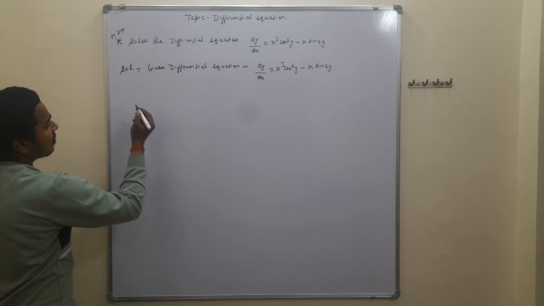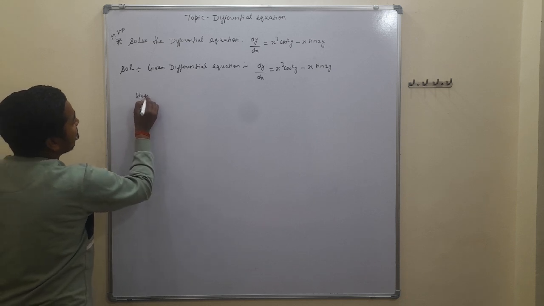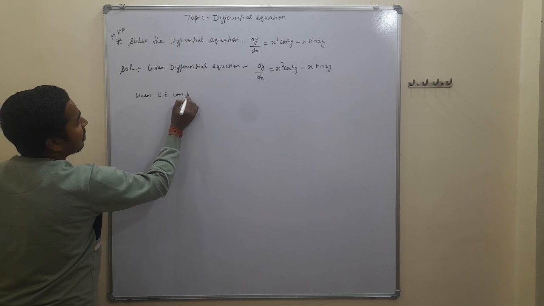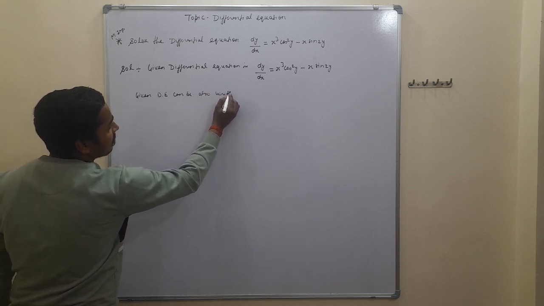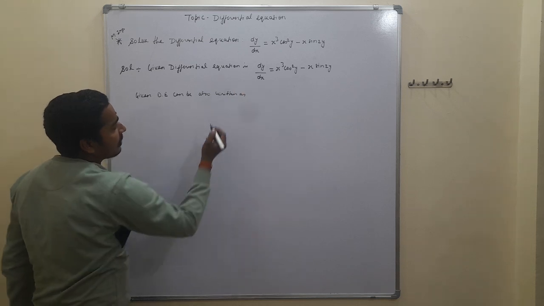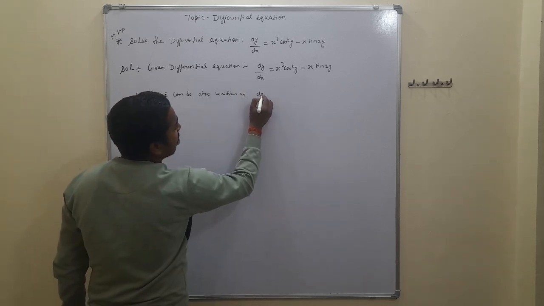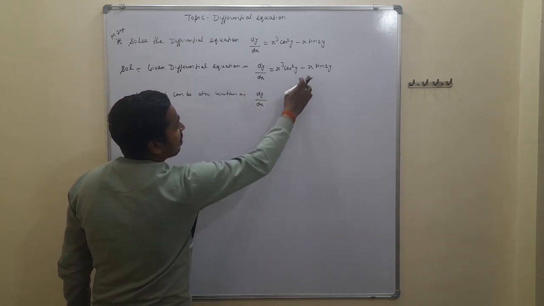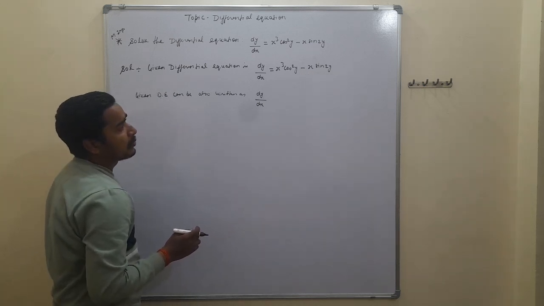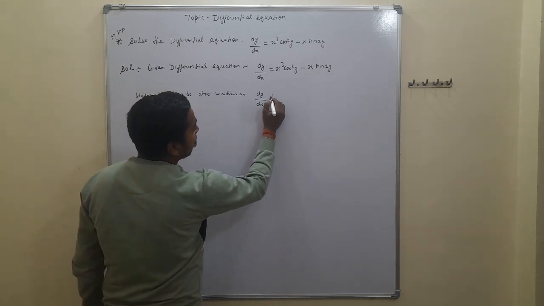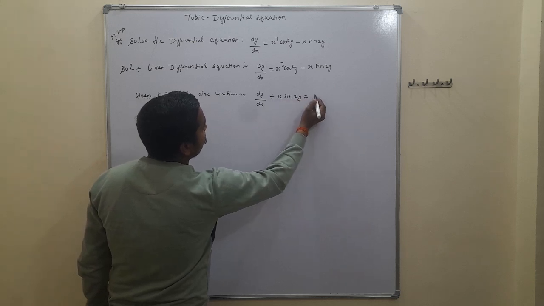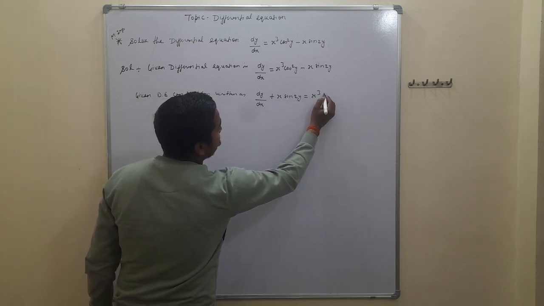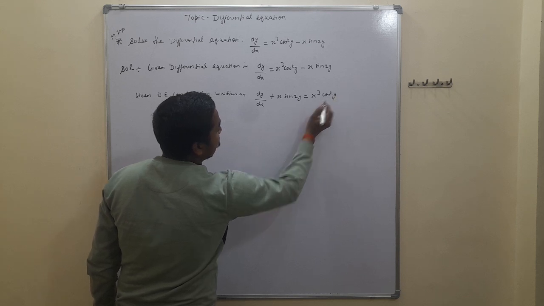Given differential equation can also be written as, we can also write this as dy by dx, and minus x into sin 2y is taken to the left hand side. This is plus x into sin 2y is equal to x cube into cos square y.